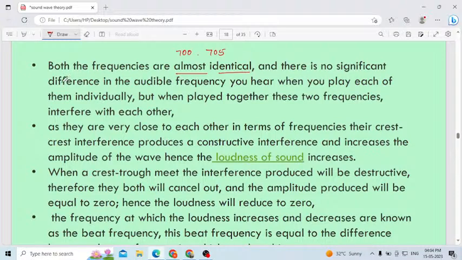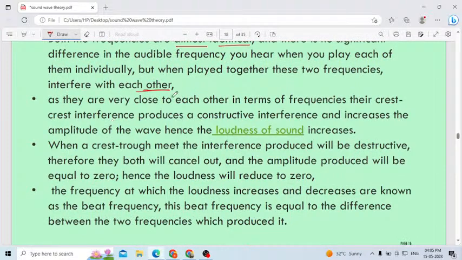Then you can hear the audible sound as almost the same, with the same loudness and characteristics. There is no significant difference in the audible frequency you hear when they play individually, but when they play together these two frequencies interfere with each other, and it will produce a beat. As they are very close to each other in frequency, their crest and crest interference produces a constructive interference. You have to remember this, a very important thing.